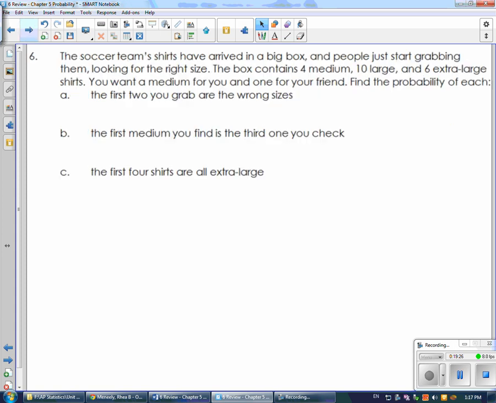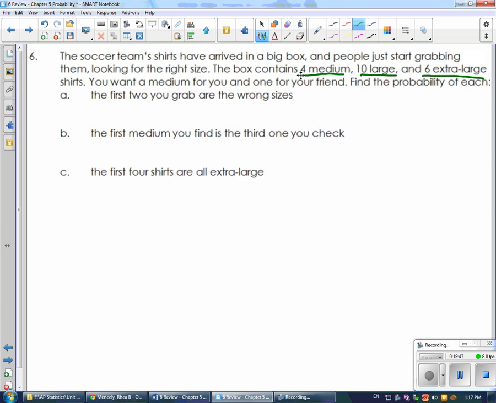Okay. In number 6, it says the soccer team shirts have arrived in a big box, and people just start grabbing them, looking for the right size. The box contains 4 medium, 10 large, 6 extra large. You want a medium for you and one for your friend. Find the probability of each.